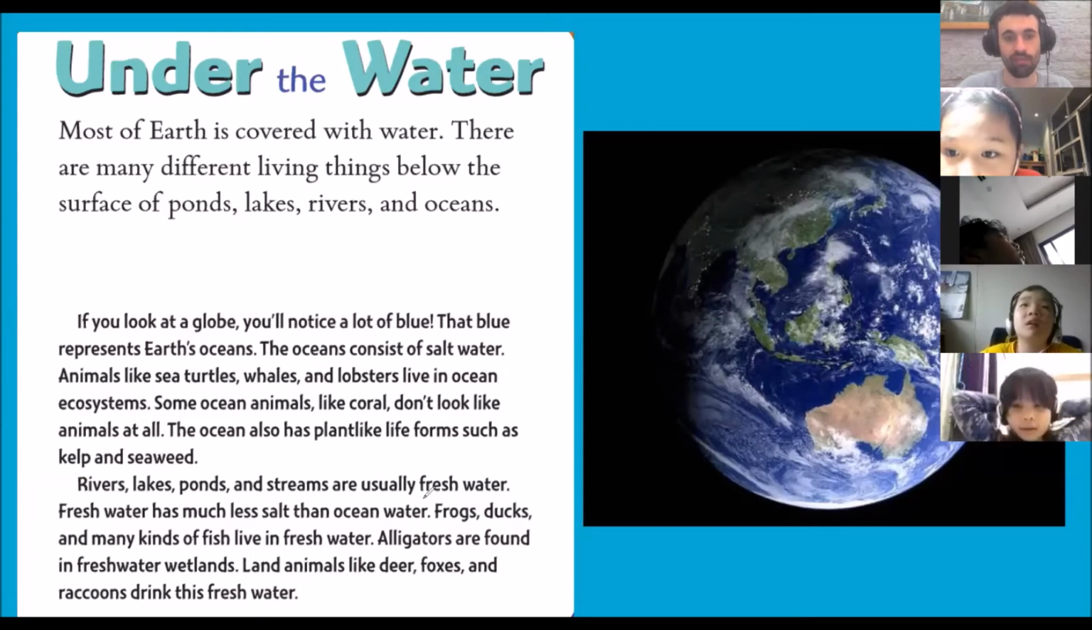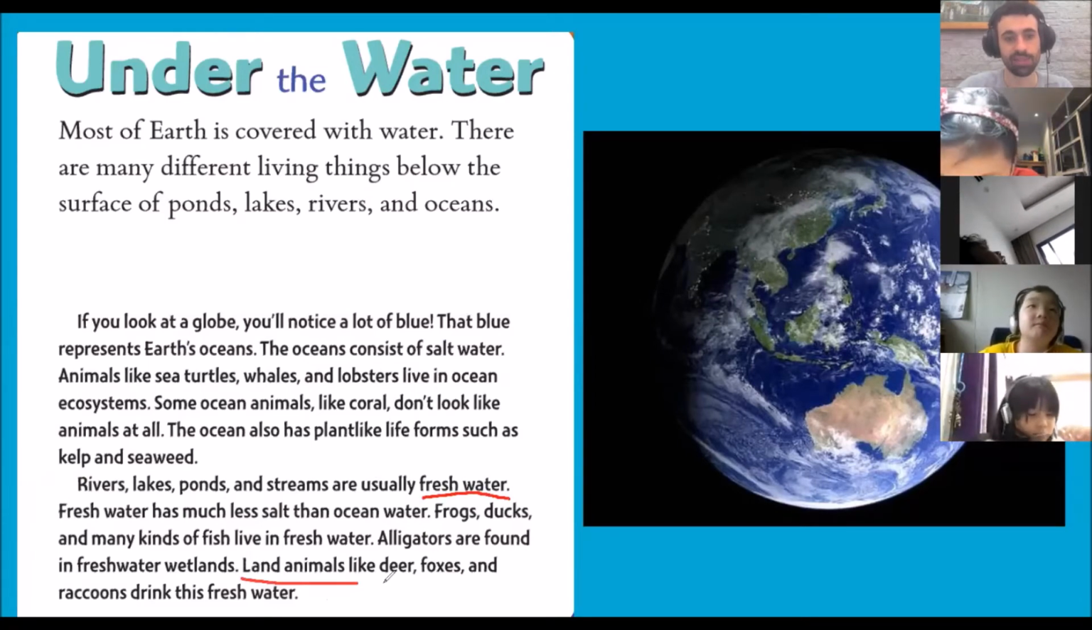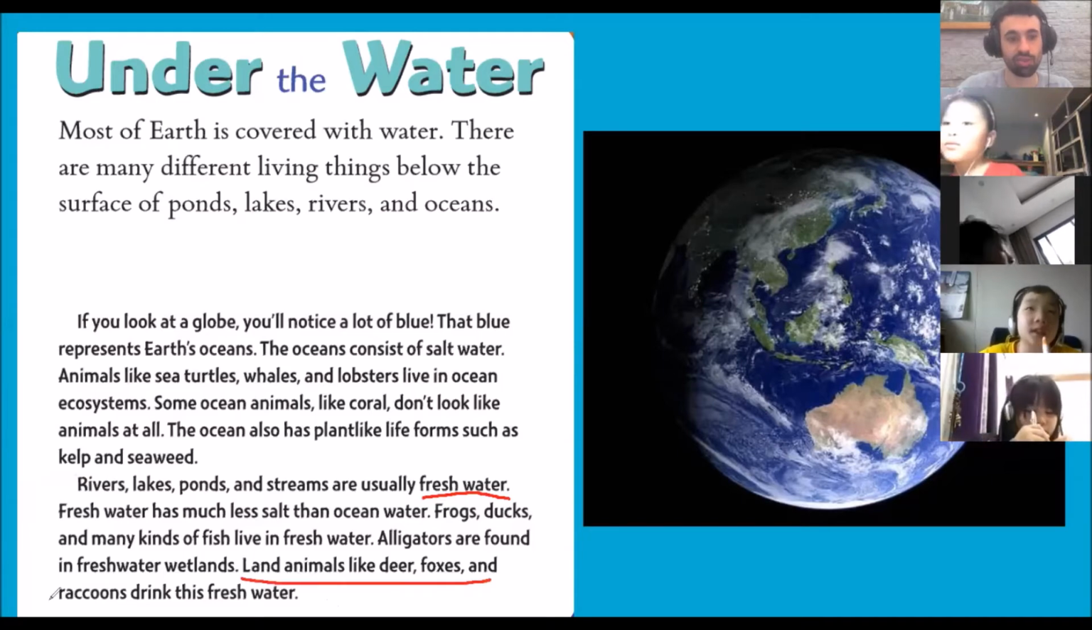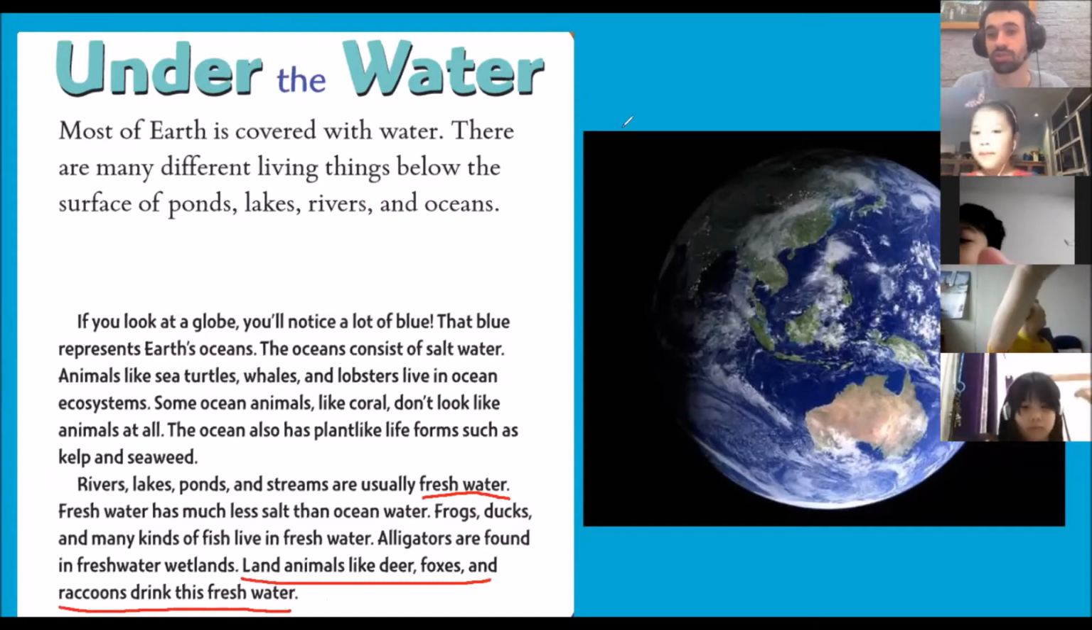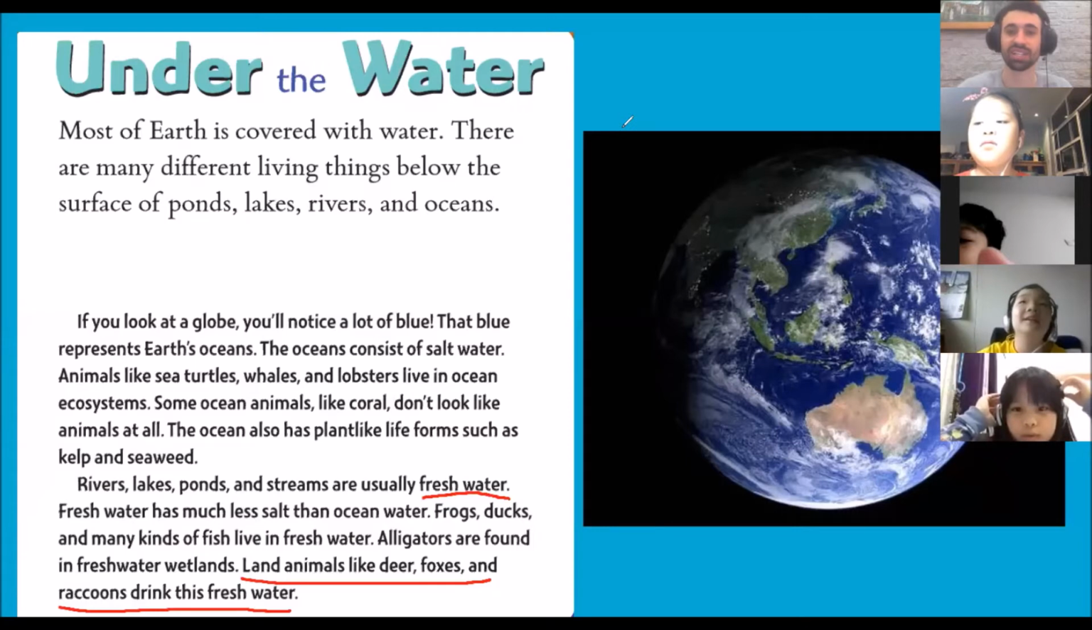Rivers, ponds, and streams have fresh water, and land animals like deer, foxes, and raccoons drink from this fresh water. So this is where animals get their water. A lot of you guys can go to the grocery store, or you have your water delivered to you, or you get it right from your sink. But animals have to find it. We as animals have found a way to bring it to us.